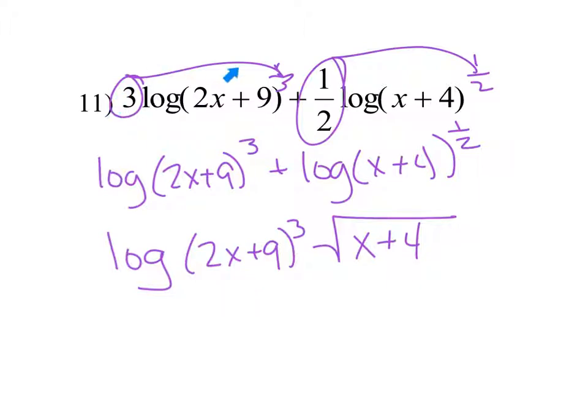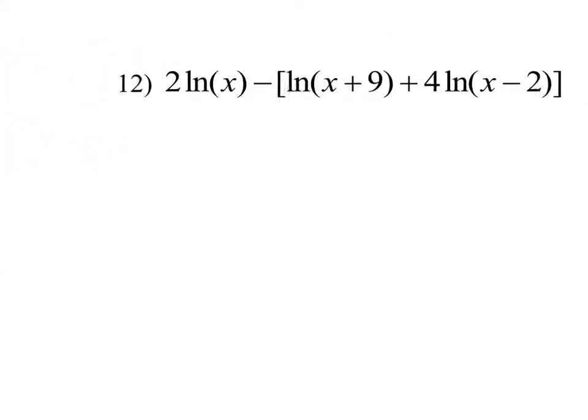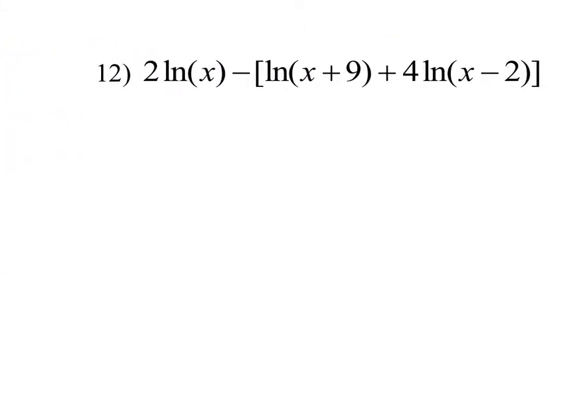So this 3 comes up top. The 1/2 comes up top. We're adding them together. There's 2 logs here, so these two just get multiplied. I can't do anything with that. That's all I got. Pretty exciting, right? And then finally this one, and we'll be done.